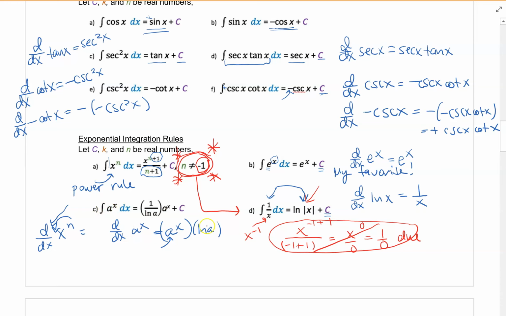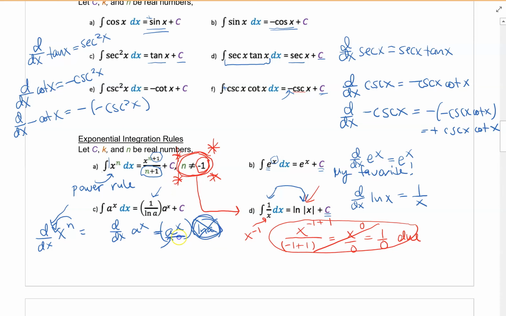So if I'm going backwards, if this a to the x is the result of having already taken a derivative and there's no constant there, then that must have meant there was a 1 over ln of a to begin with, so that it would cancel with this ln of a. So this 1 over ln of a is sort of the way of undoing or reversing that action of multiplying by ln of a when you take the derivative. So this part undoes that.